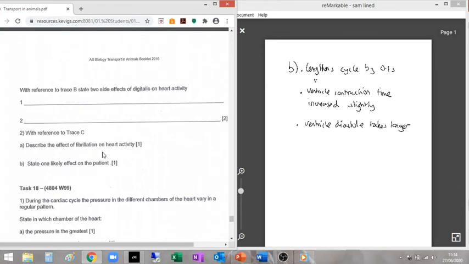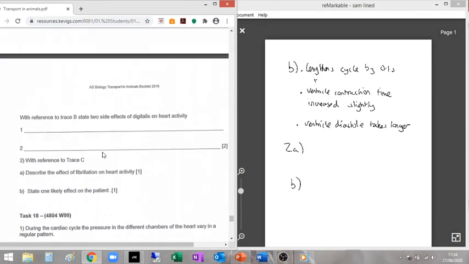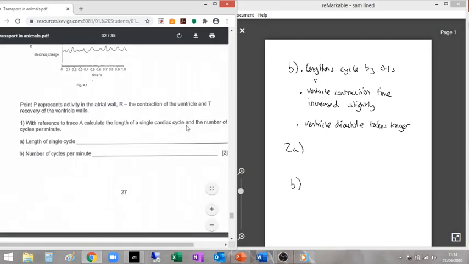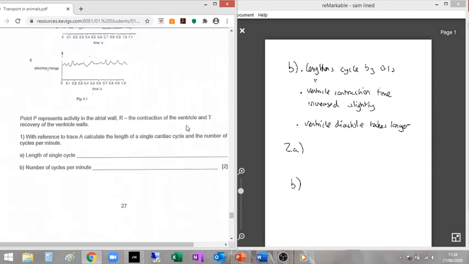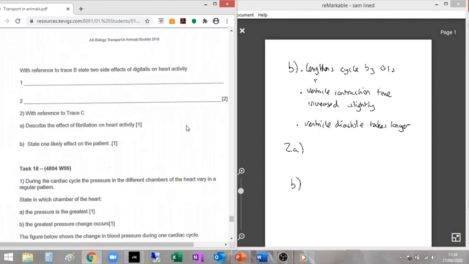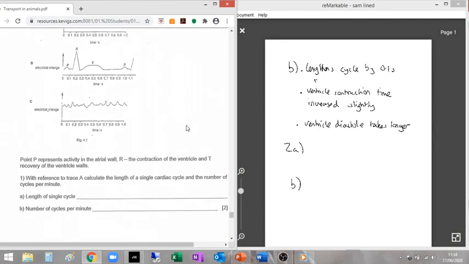Okay, with reference to trace C, describe the effects of fibrillation on heart activity and state one likely effect on the patient. I love that question. One likely effect on the patient if their heart rate was like this, if that was actually happening. Describe the effect of fibrillation on the heart activity. So what is the heart activity there? The heart activity is that we have small, irregular contractions, or the idea that there's now absolutely no pattern whatsoever to heart activity.